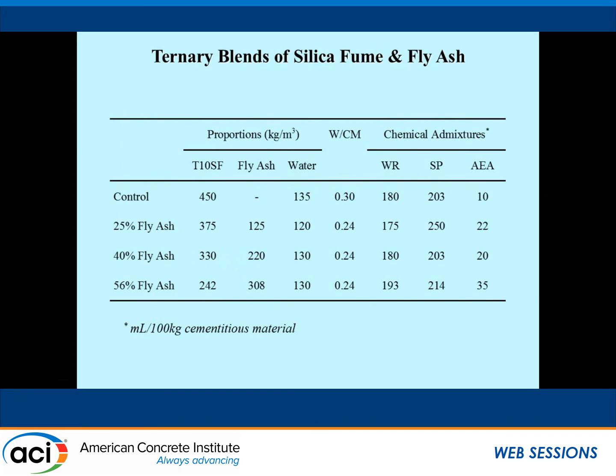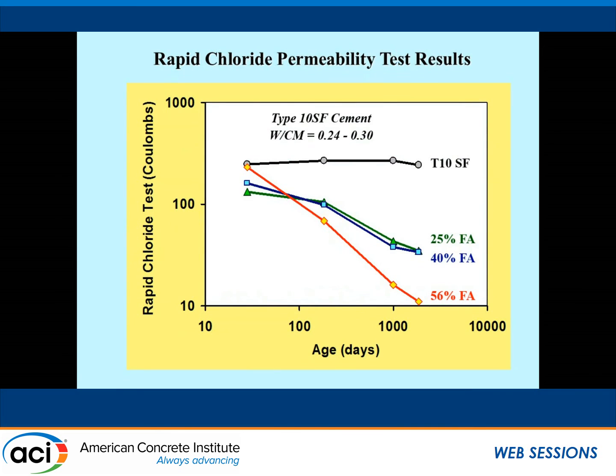All the data I've shown you up until now has mainly been for silica fume and slag. We've done a lot of testing with blended silica fume cement with various levels of fly ash, including very high levels of fly ash here. All of these mixes are made with blended silica fume cement, so the type 10 SF component here contains 7.5 to 8% silica fume, and you can see up to 56% fly ash. These concretes give us really excellent performance.